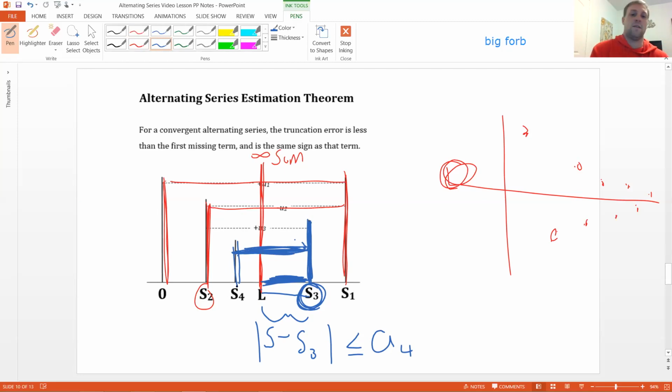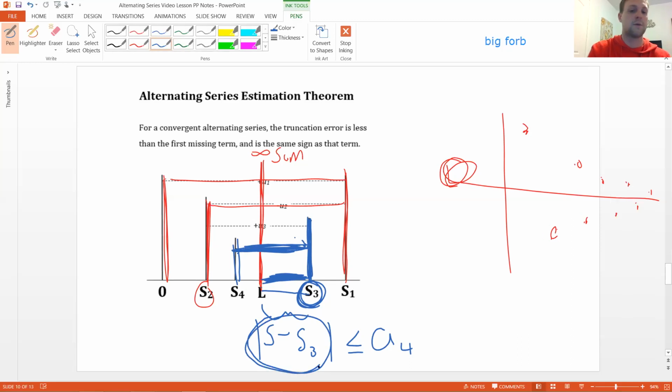Any questions on the picture that I drew there? So that's the cool thing about alternating series: because the sum is always alternating on either side of the actual infinite sum, the error is always going to be less than or equal to the next term. Okay. So, yeah. Let's look at an example.